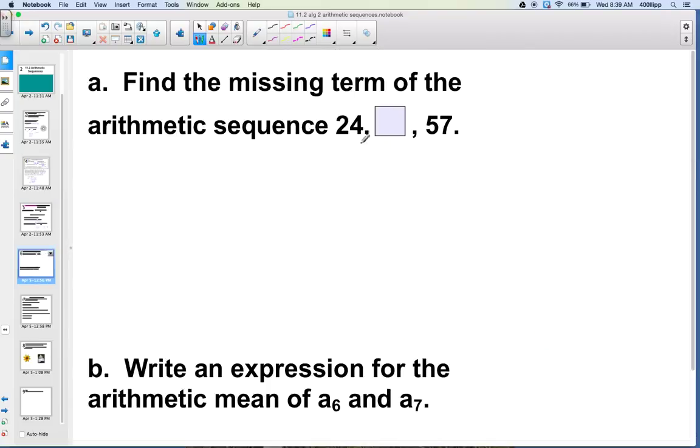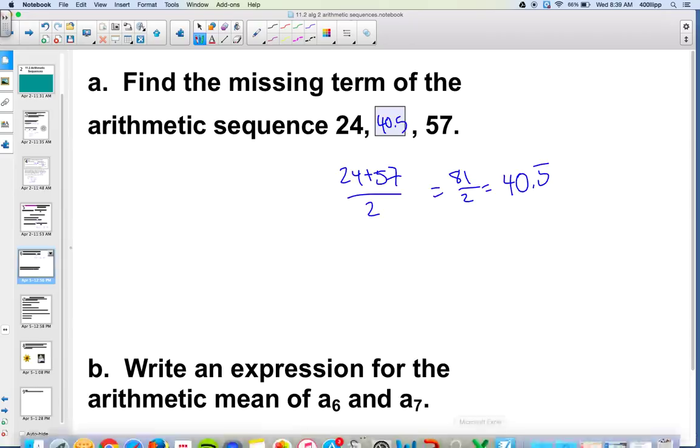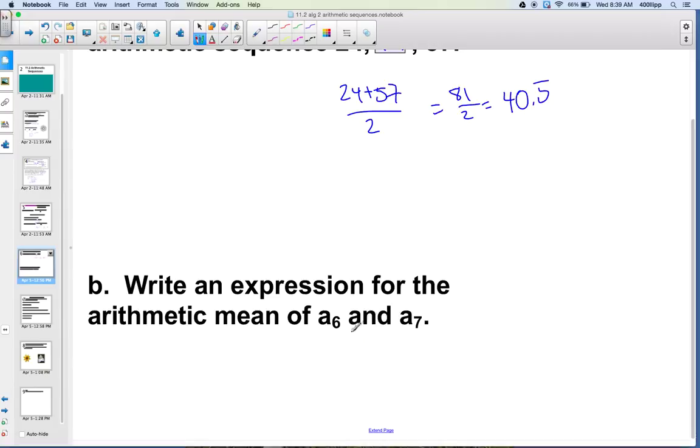Okay, so if we want to find the missing term here, then we're going to take these two values, 24 plus 57, and divide that by 2. So again, we're doing this because they're telling us that it is an arithmetic sequence. Okay, so this is going to be 81 divided by 2, which is 40.5. So this one right here is 40.5. And then this one here, we're going to just set it up the same way.